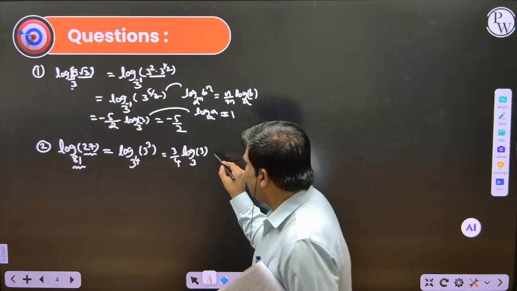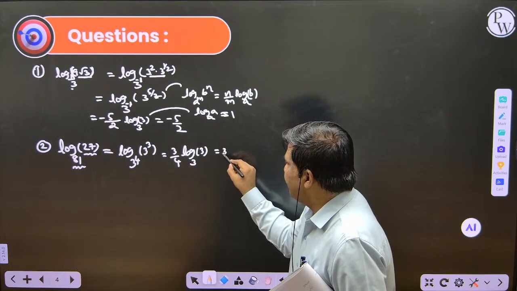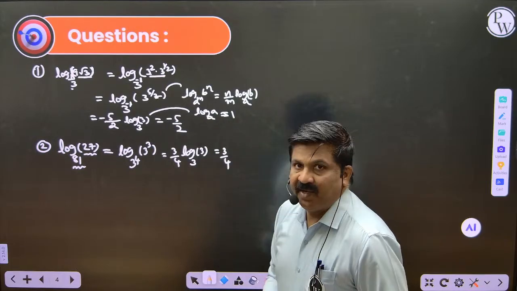Its value is obviously 1. So it gives 3 by 4.